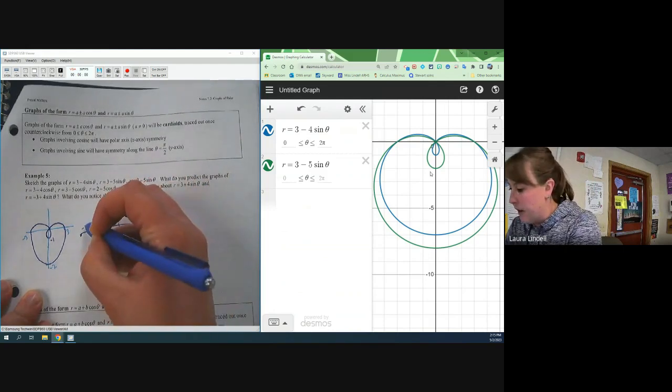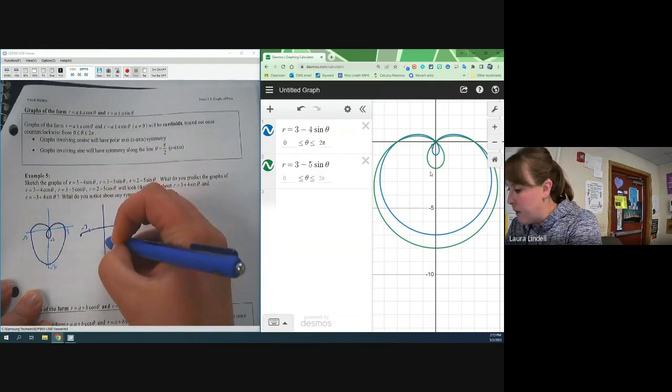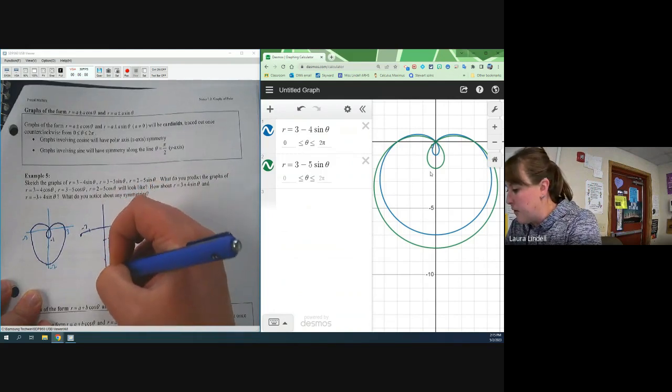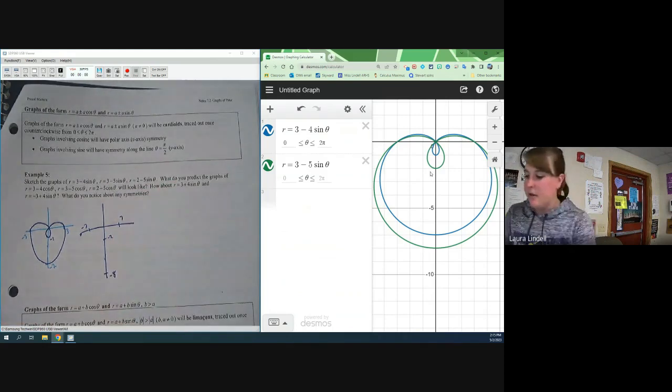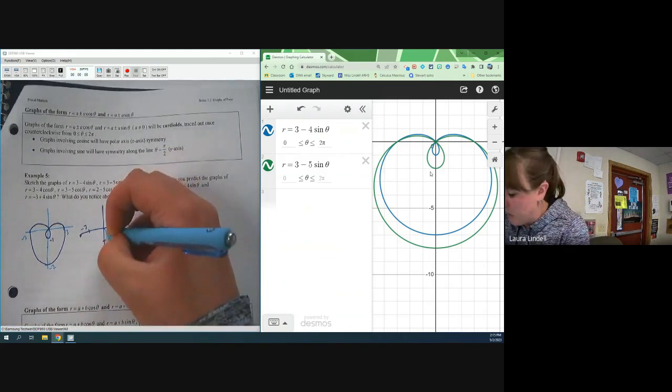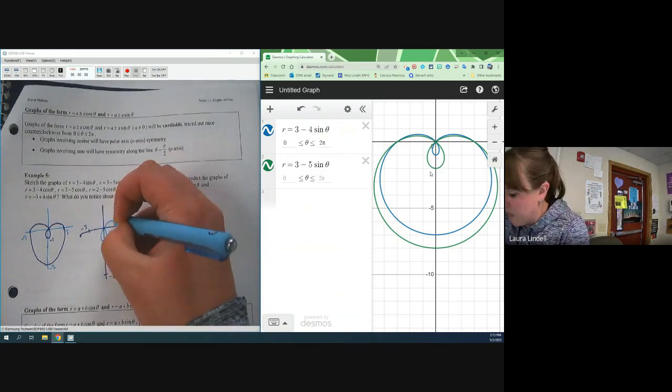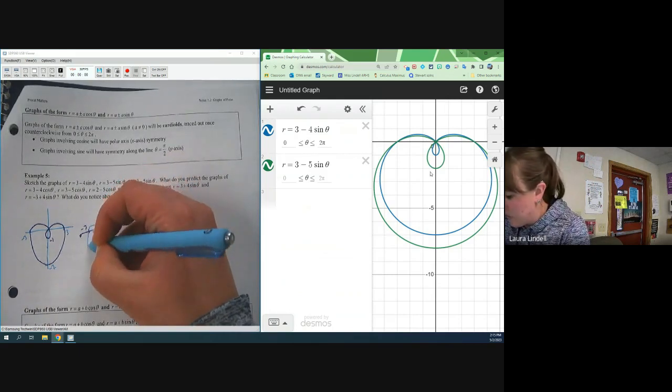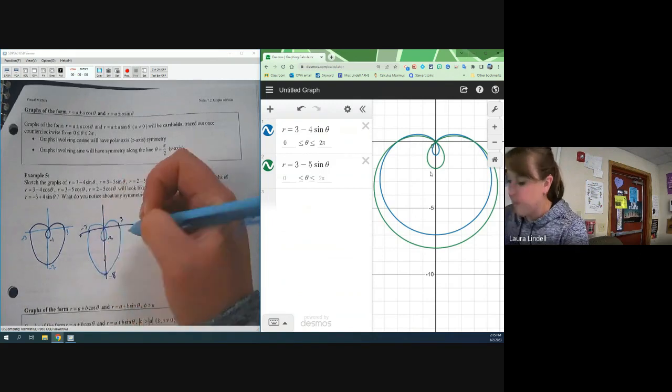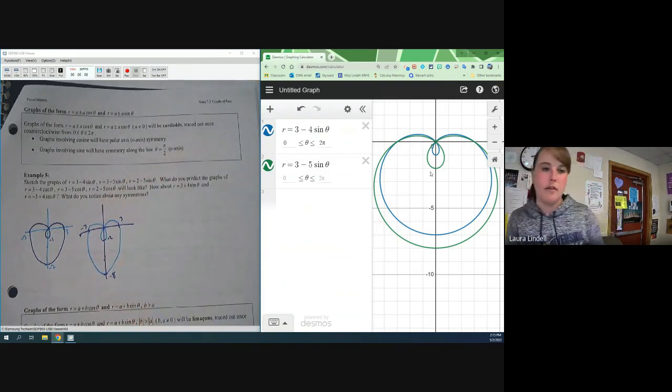So we're still going -3 to 3. This time the loopy part goes down to -2. And the body, or the rest of it, goes down to -8. All right, so let's sketch. We've got the loopy part. And then we have the rest of it that looks a lot like our cardioids. All right.